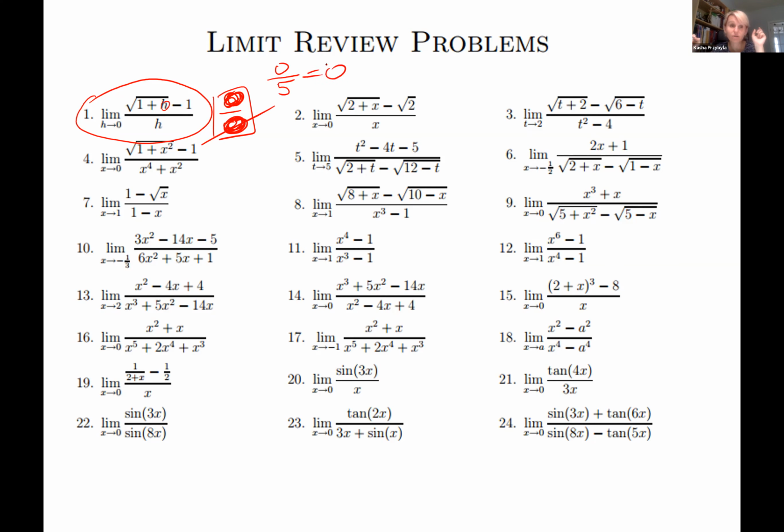0 on the top is fine. 0 divided by 5 is 0. That means if you really simplify it and you remove the 0 from the denominator and it is still 0, yes, that's 0, but not 0 over 0. Some students choose all of the answers 0, and that's, of course, completely wrong. And that means you have to do the algebra and simplify.